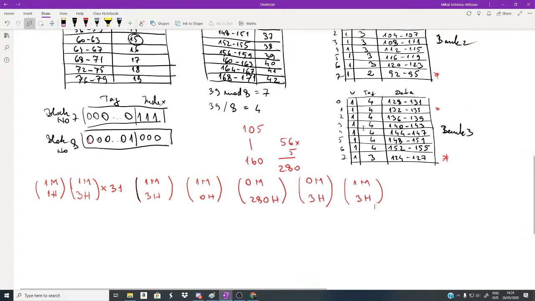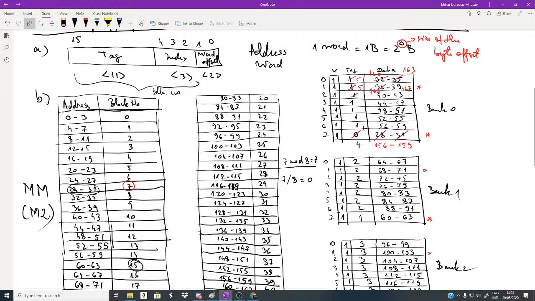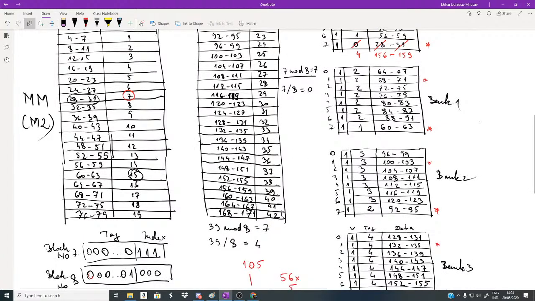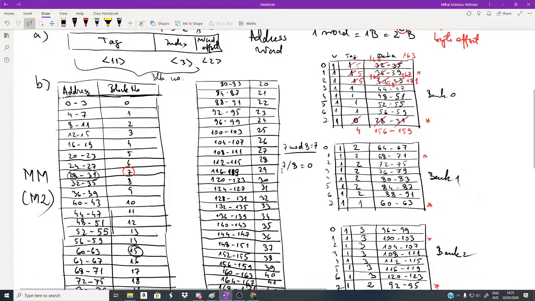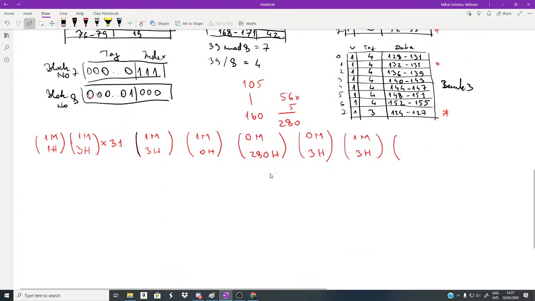And then 168 to 171. This is in block 42, which maps at index 2, obviously. So yeah, that's 5 here. 168 is a miss, but 169 and 170 are 2 hits, and then it stops.